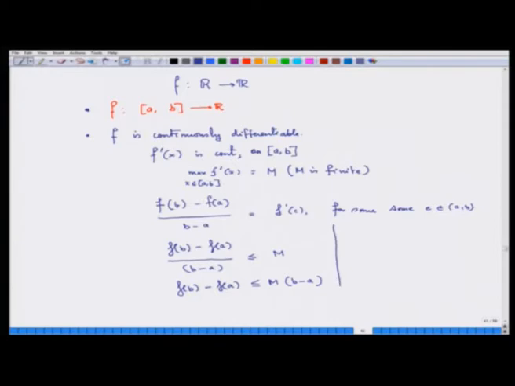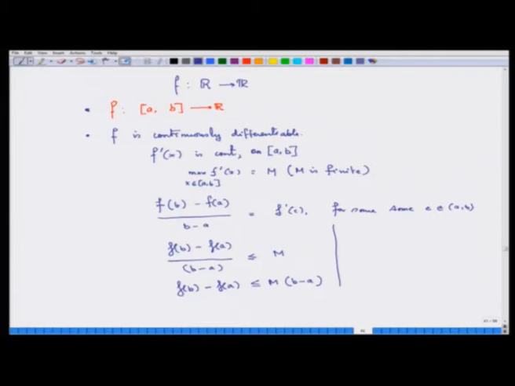Now, let us see what happens. So, you have got this fact. Now, if I swap b with a, what sort of inequality will I get? So, now I make a swap. If I change the inequality, then I can get a reverse inequality, that this is greater than minus M times b minus a. Now, you have got this.